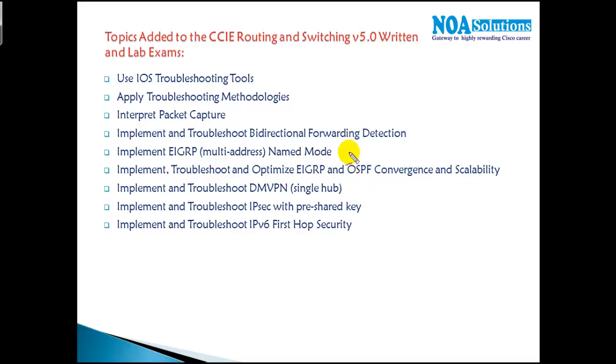Now these are the topics which will be covered both in the lab and the written exam, like DMVPN, IPv6 site-to-site VPNs, IPv6 first hop security, and then BFD, bidirectional forwarding detection, and some packet capturing, interpreting the packet captures. It will be in the diagnostic section, and then EIGRP named mode. This is a new configuration in EIGRP. We'll be getting into that in the IGP sections.